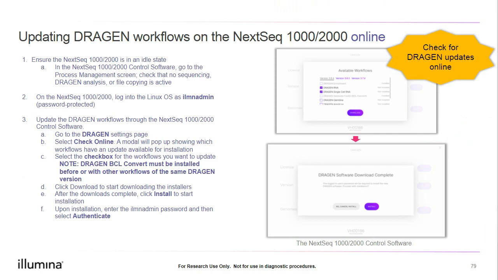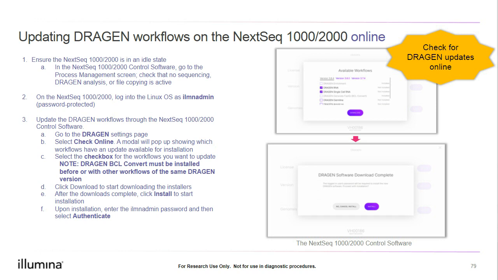These instructions are intended for online installation of DRAGEN workflows with version 1.3 and above in the control software. Multiple workflows can be selected and downloaded at one time. And after the installation is complete, you will then be navigated back to the DRAGEN screen and can view the updated list of your DRAGEN workflows. First, you'll need to ensure that the NextSeq 2000 is in an idle state. This means that in the control software process management screen, there should be no sequencing present or file copying.